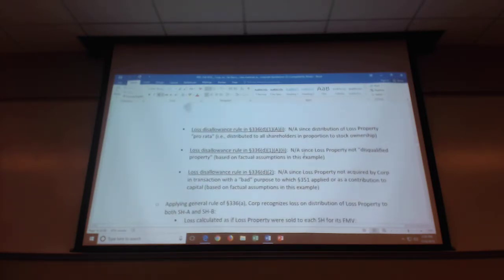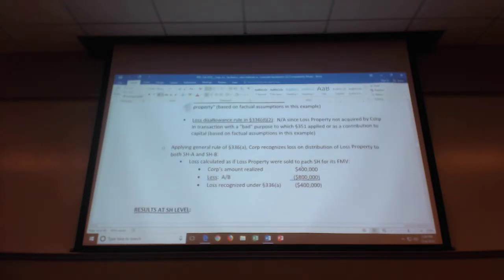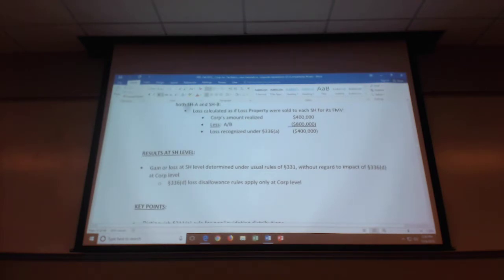So on these facts, the disallowance rules don't apply, and you can demonstrate that for yourselves by further review of the examples. I will go through each disallowance rule separately momentarily. At the shareholder level, the key thing to remember here is that the fact that the corporation might have a disallowance of a loss under any of these special rules has no effect at the Section 331 shareholder level.